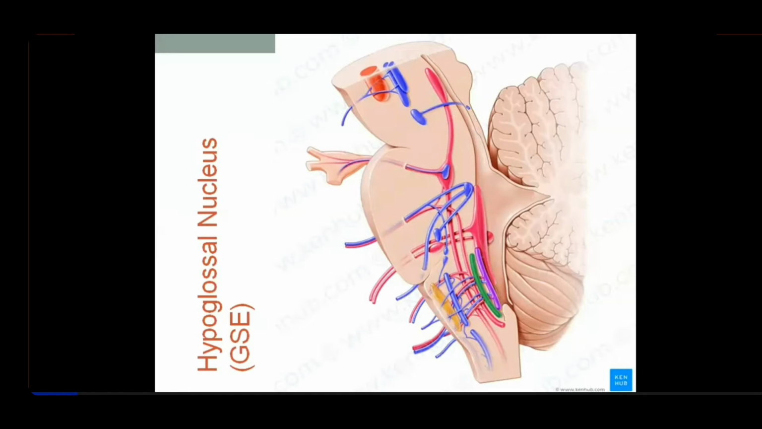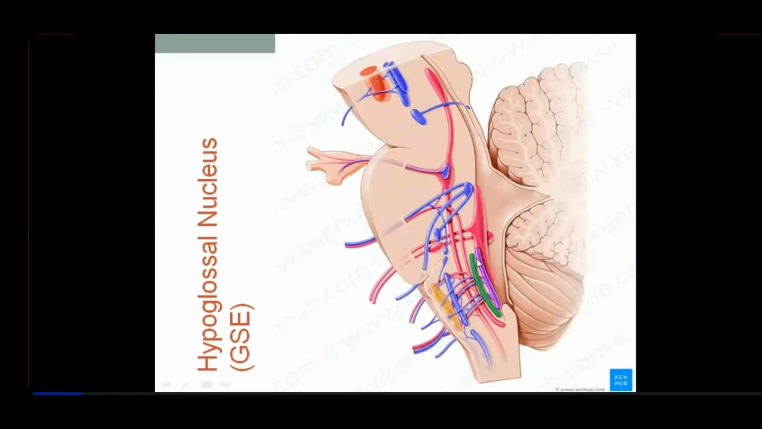Okay, and can you see this location of the hypoglossal nerve nucleus? It is so deeply placed in the medulla that it forms an impression here on the floor of the fourth ventricle. So if you see the floor of the fourth ventricle, you'll find a triangular area representing the bulging because of this nucleus, and that's called the hypoglossal trigone in the floor of the fourth ventricle.